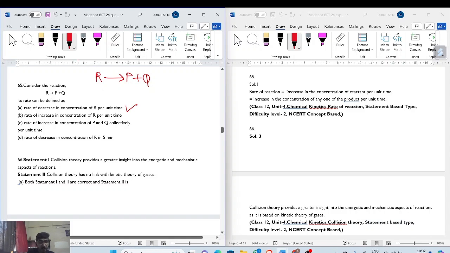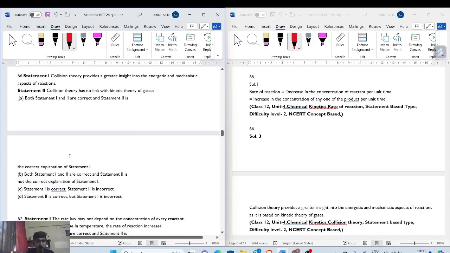Rate of increase in concentration of R? No, the concentration of the reactant cannot increase because the reaction will move in the forward direction. So the concentration of R will decrease. Rate of increase in concentration of P and Q collectively per unit time? It is not necessary that both product concentrations will increase. If either one of their concentrations increases, that also satisfies the condition. So collectively is wrong. Rate of decrease in concentration of R in 5 minutes? It is not necessary that it will decrease up to 5 minutes. It can last longer than 5 minutes, or the reaction may complete in 2 minutes or less. So this option is also incorrect. So the correct answer is option number E.